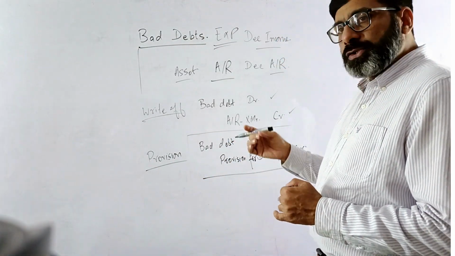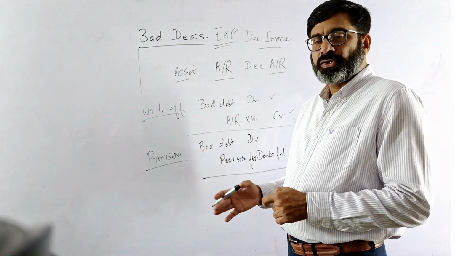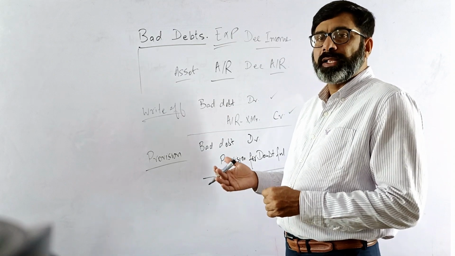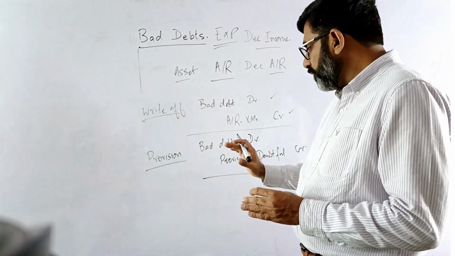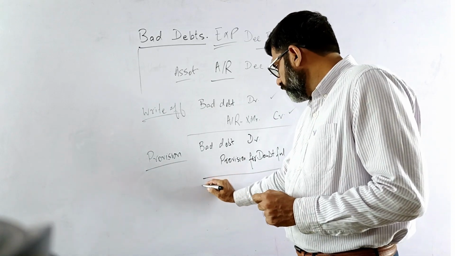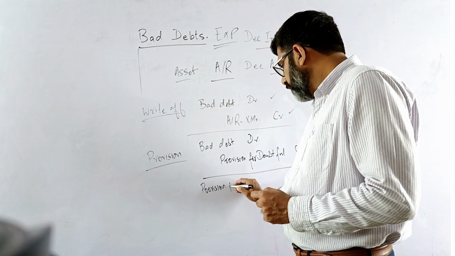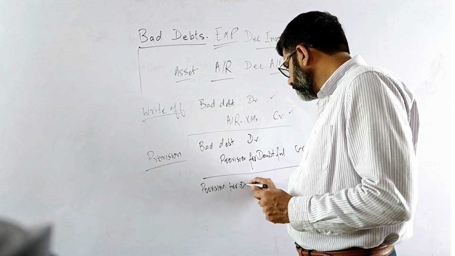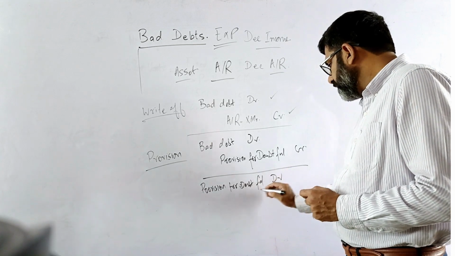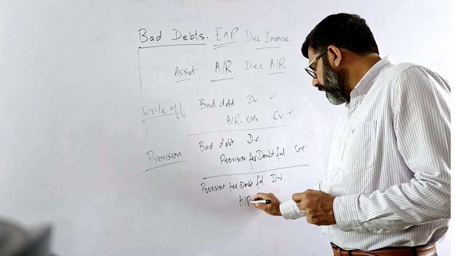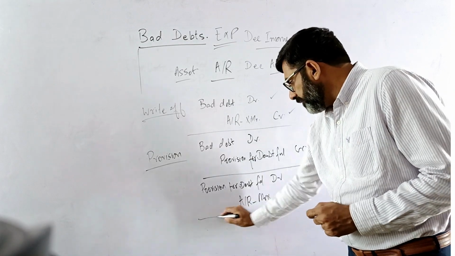Now actually, when Mr. A, Mr. B, Mr. X, whoever the customer is, is bankrupt or insolvent, then at that time we have to write off the receivable. So at that time, the provision account, provision for doubtful debts, will be debit, and then the account receivable, let's say Mr. X, will be credit with that amount.